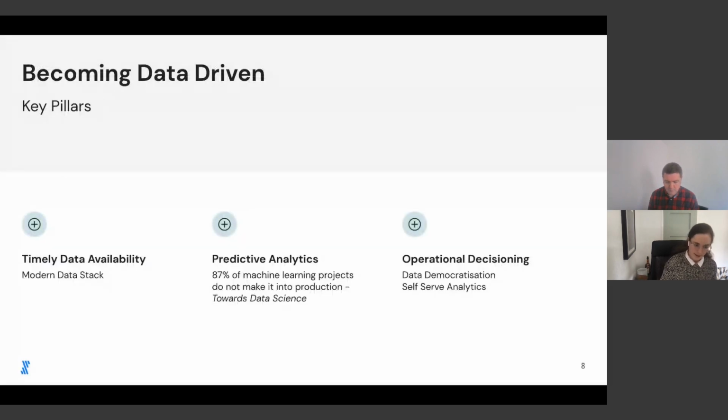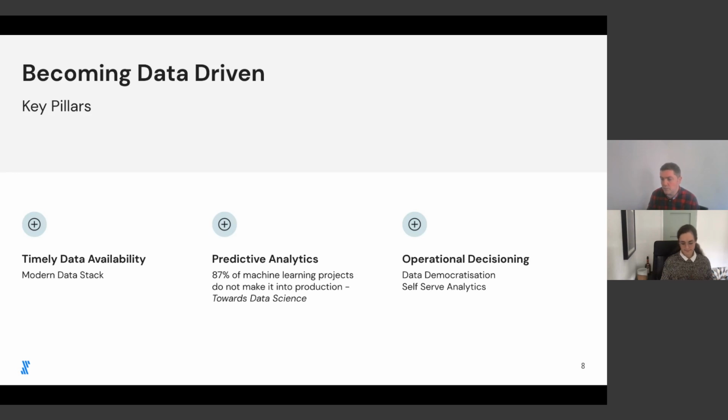So becoming data driven, how do you actually get there, and what are the key pillars? I mentioned it in the previous slide, but just to zone in on this, being data driven is really what's driving this increase in the concept of data democratization, with people saying, okay, we need to democratize this data because we want to be data driven. So how do you actually do that? The first thing I mentioned was data access and availability, and that being timely. That word is really important.